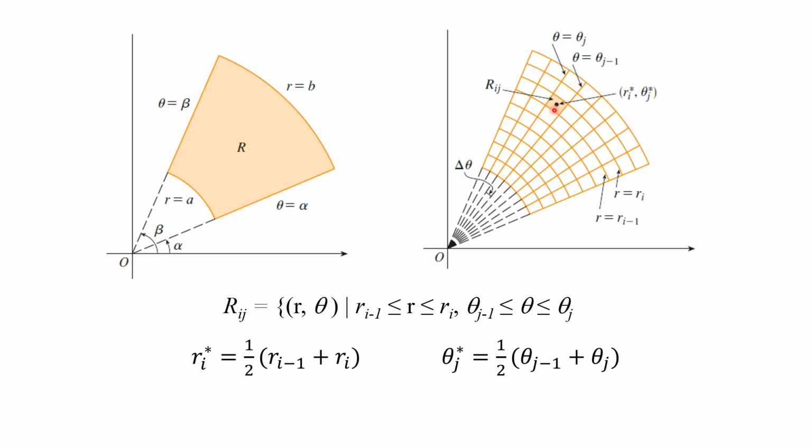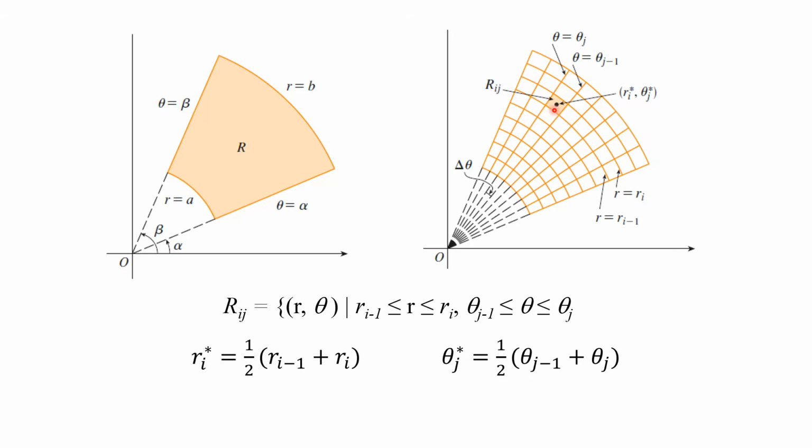So if we are going to compute the area of the R sub ij using this information, recall that the area of the sector of the circle with the radius r and the central angle theta is equal to one half r squared theta. Now, subtracting the areas of two such sectors, each of which has the central angle theta sub j minus theta sub j minus 1.